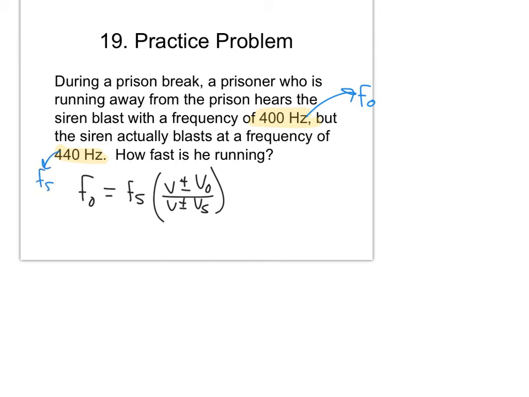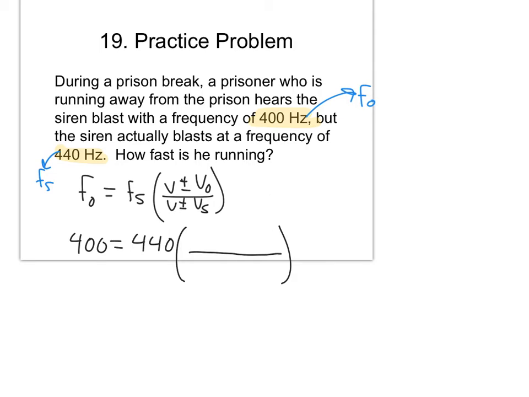So let's fill in those things that we know, and a few other things, and go from there. So the frequency observed is this 400. That's equal to the frequency of the source, which is 440, times this big fraction here: V plus or minus V_O over V plus or minus V_S.